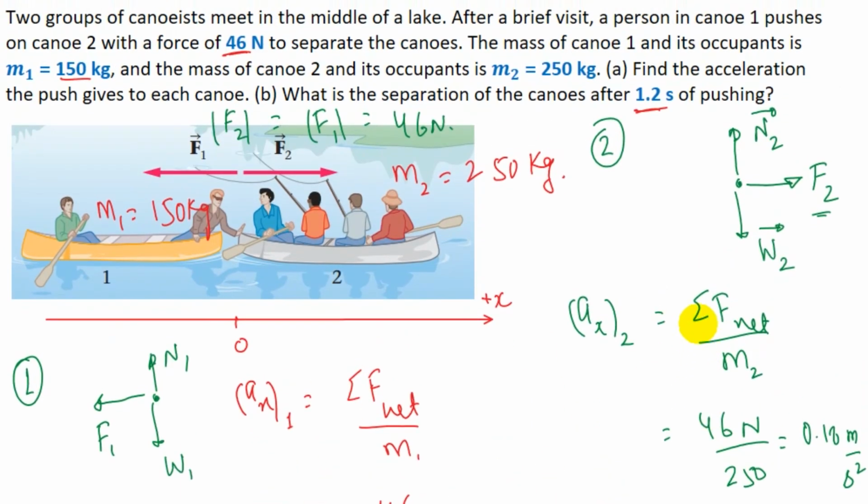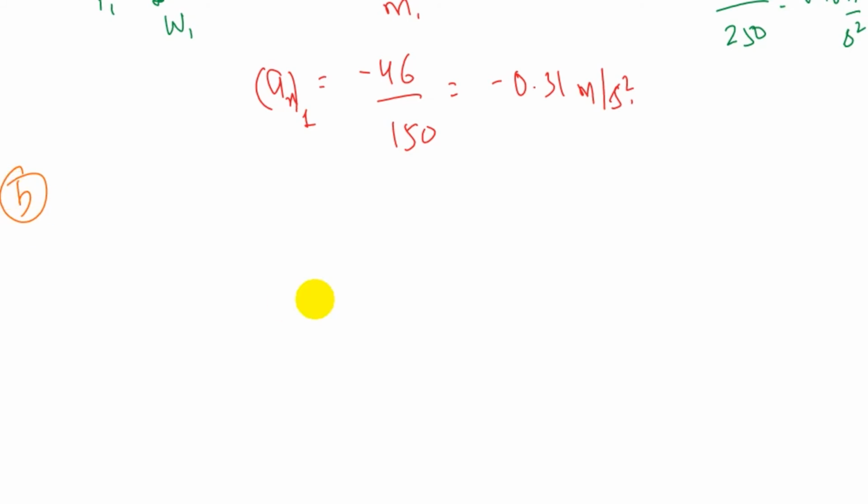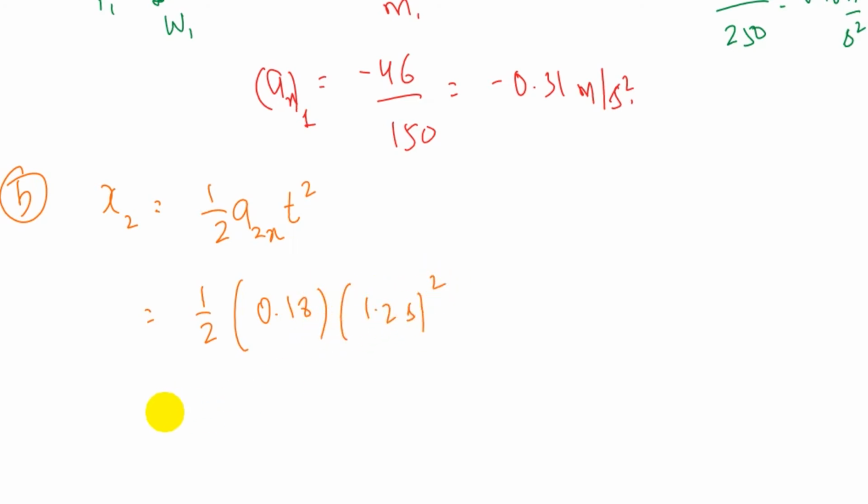Next, in the B part, we need to find the separation of the canoes after 1.2 seconds of pushing. Basically, we'll find the final positions of the canoes after 1.2 seconds, and then we can find the separation distance. For canoe 2, x2 would be 1 over 2 a2x times t squared, which equals 1 over 2 times the acceleration a2x, 0.18, that we calculated in the A part, times t, which is 1.2 seconds, squared. So from here x2 is 0.13 meter.